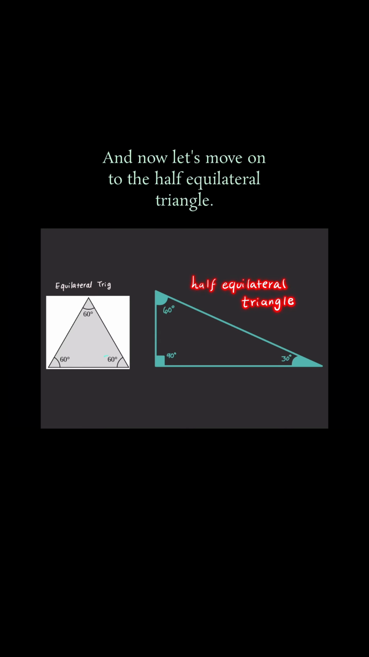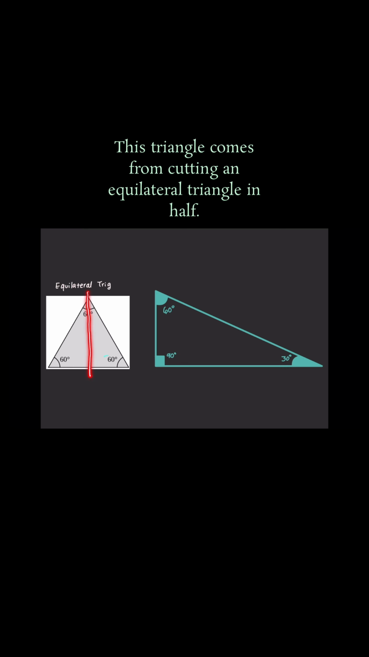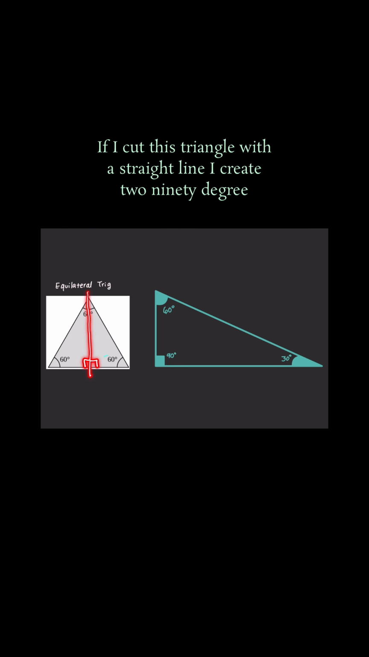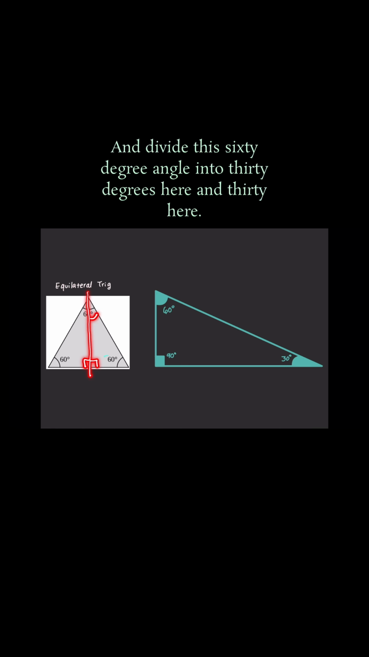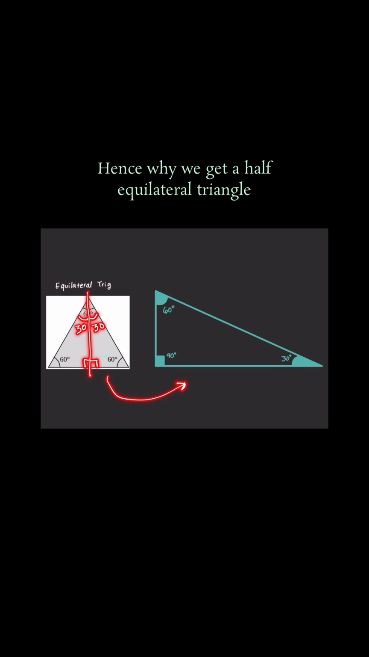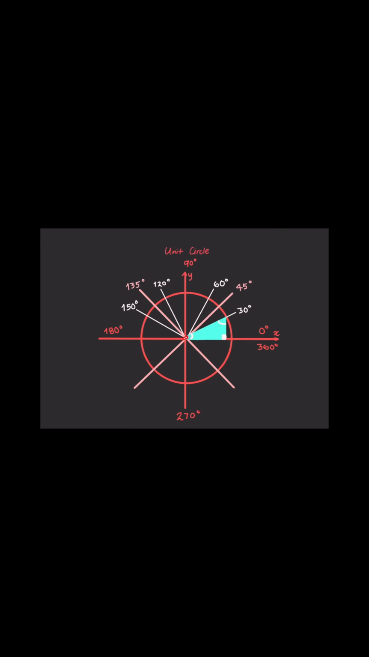And now let's move on to the half equilateral triangle. This triangle comes from cutting an equilateral triangle in half. If I cut this triangle with a straight line, I create two 90-degree angles and divide this 60-degree angle into 30 degrees here and 30 here. Hence why we get a half equilateral triangle.